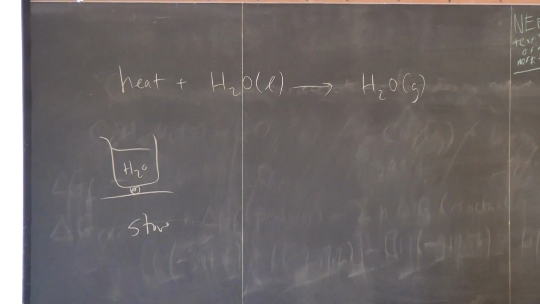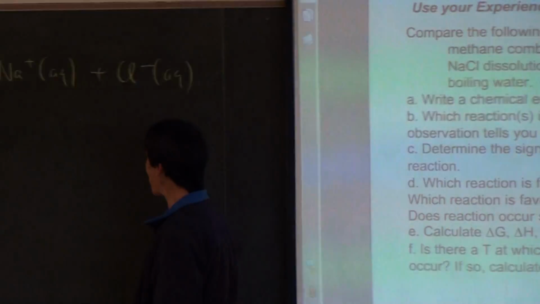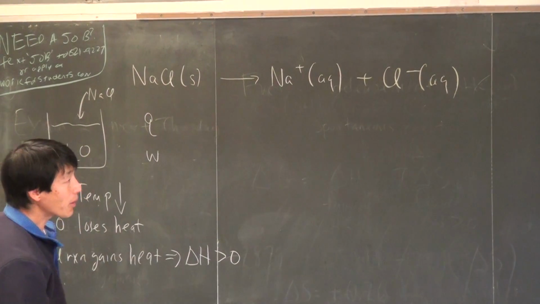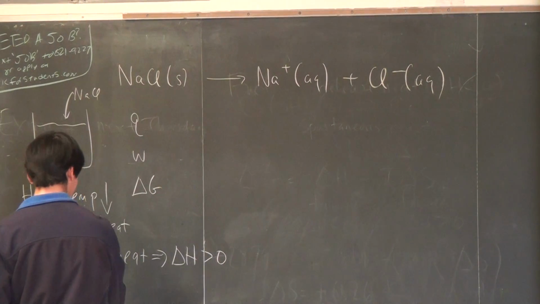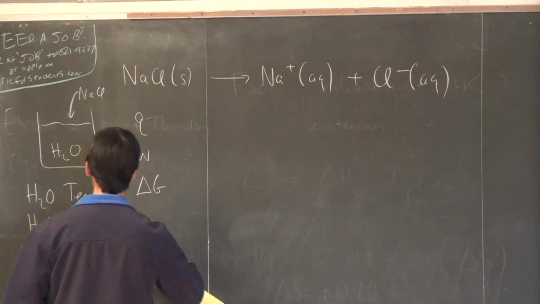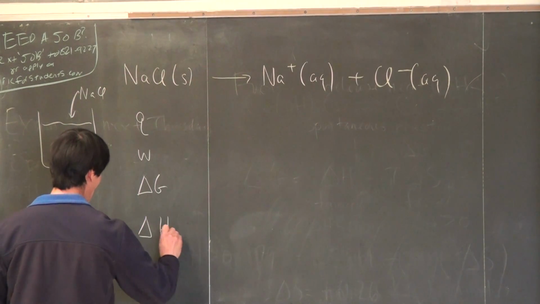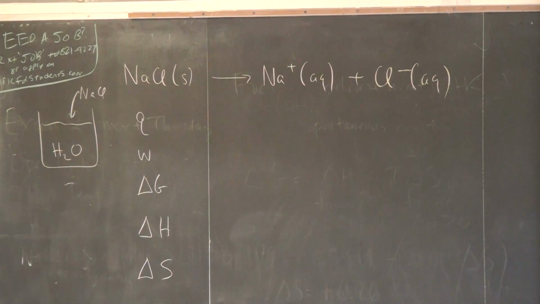Okay, let's go on. Part C. Determine the sign of work of Q, W, delta T, delta H, and delta S for each reaction. So let's do this. So let's see if we have Q and W and delta G and delta H and delta S. So let's take a look at the NaCl reaction first.